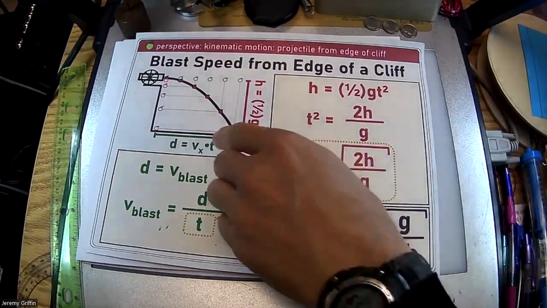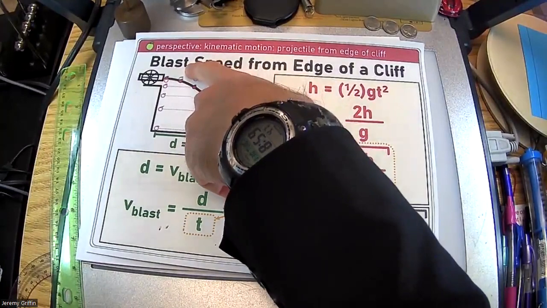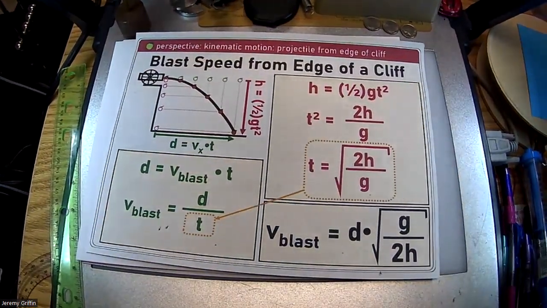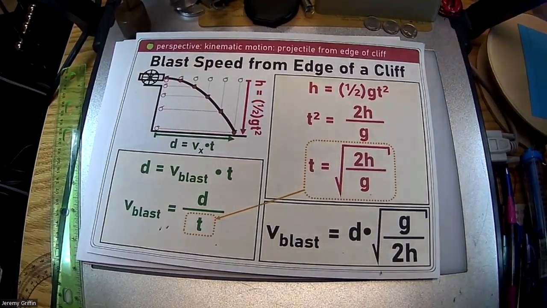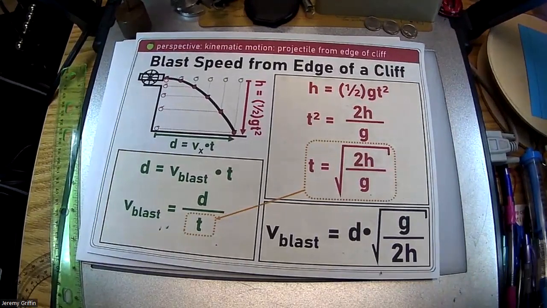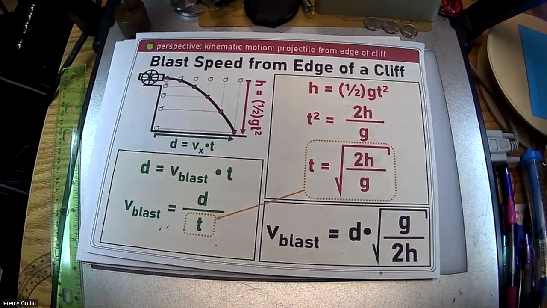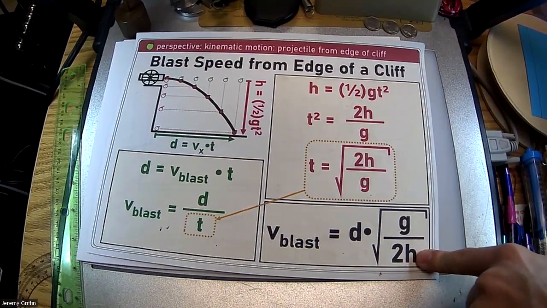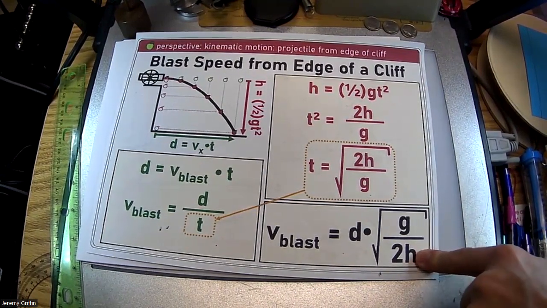The cannon that's way up on the super tall cliff that's 4 times as high, what is its relative blast speed? Half as much, right? How do you know half as much? Exactly. Square root, denominator. Put a factor of 4 on that h.